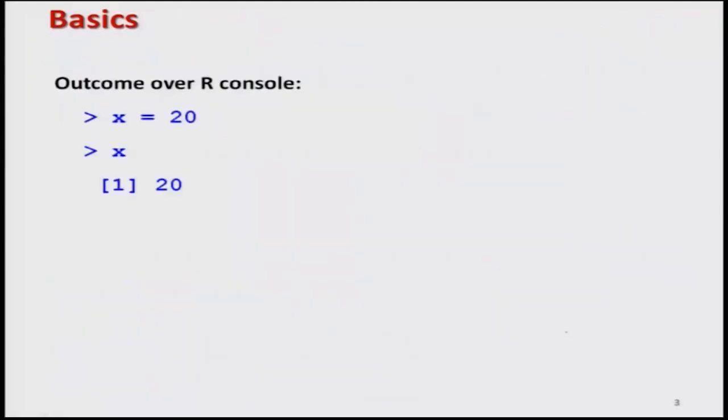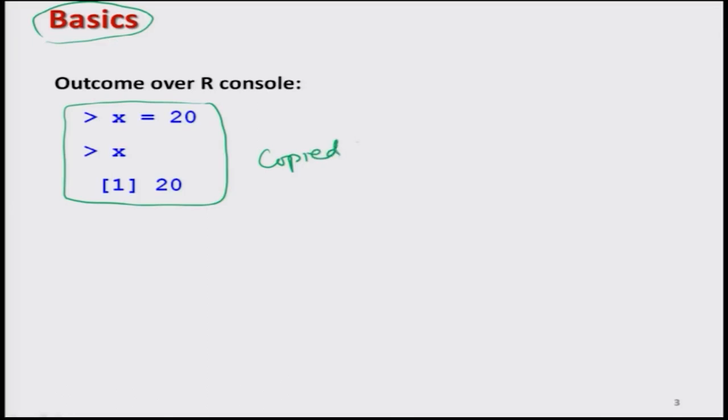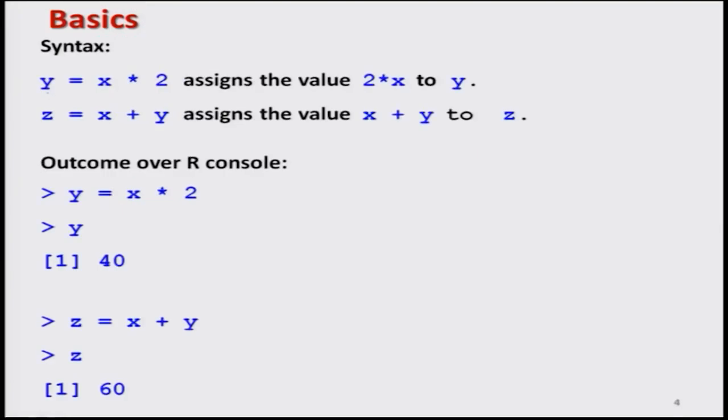And if something is continuing on the next slide, then the title of the slide will continue. And once I have shown you some syntax, I will show you what the outcome will be on the R console, and I will copy it here. For example, here I have simply copied the output from the R software. And after this, for example, if I write that y is equal to x star 2, this assigns the value 2 star x to y.